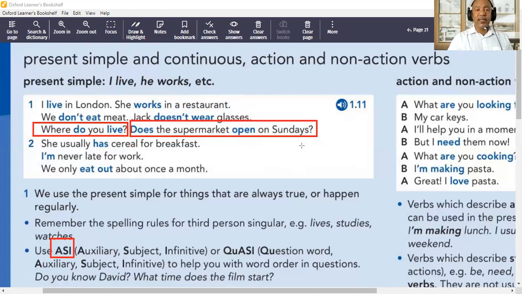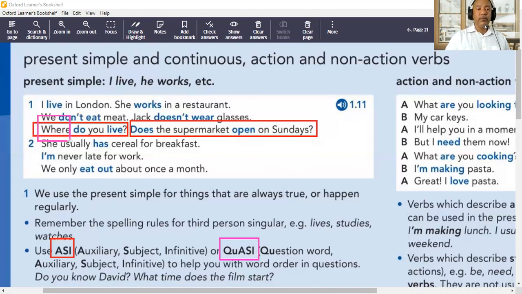QUASI, the quasi thing, right? It's down here, it shows you, right? What changes is just the QU, which is the question word, the WH word. Why, where, who, how many, what kind of, and all these things, okay? And there is one example over here, right?